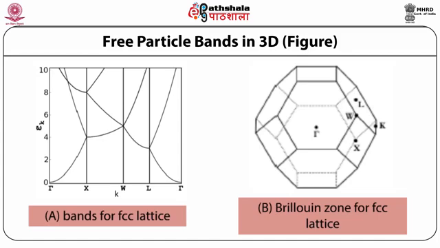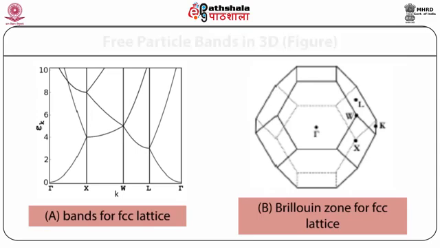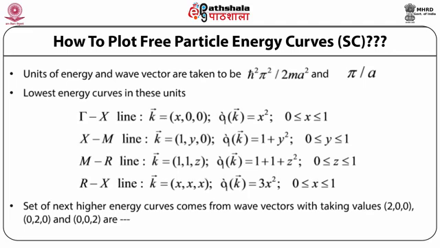So just as an illustration, this particular slide 24 shows the FCC lattice structure of the Brillouin zone and the corresponding epsilon k versus k. Now, what we do is describe in brief how to plot the free particle energy curves in the simple cubic lattice, as was shown previously. To plot these curves, the units of energy and wave vectors are taken to be h cross square pi square divided by 2m a square, and pi by a, respectively. The Brillouin zone along with the labeled points was already shown previously.